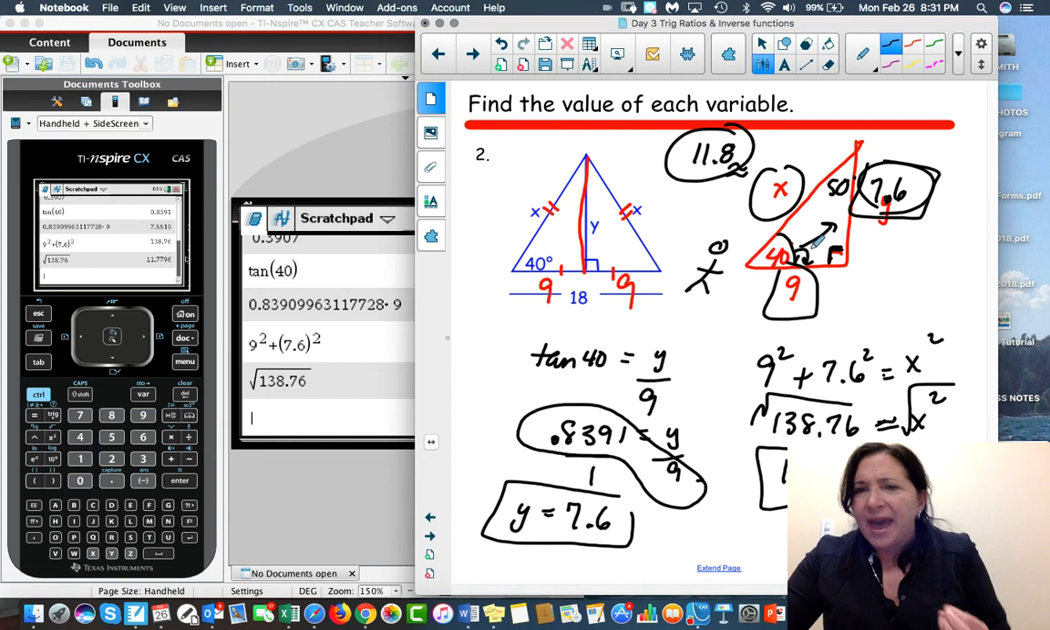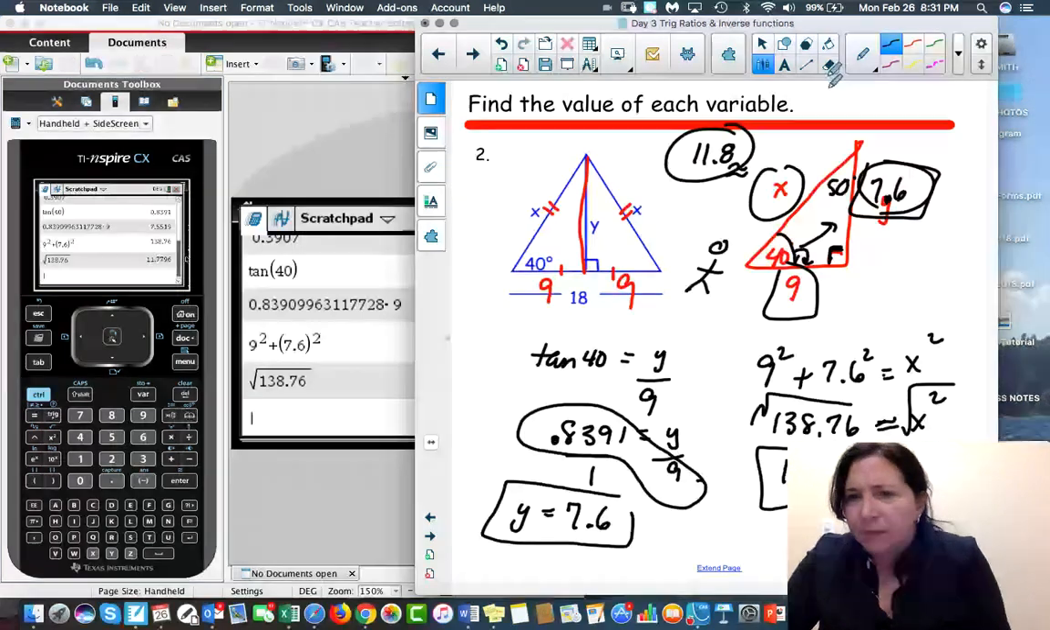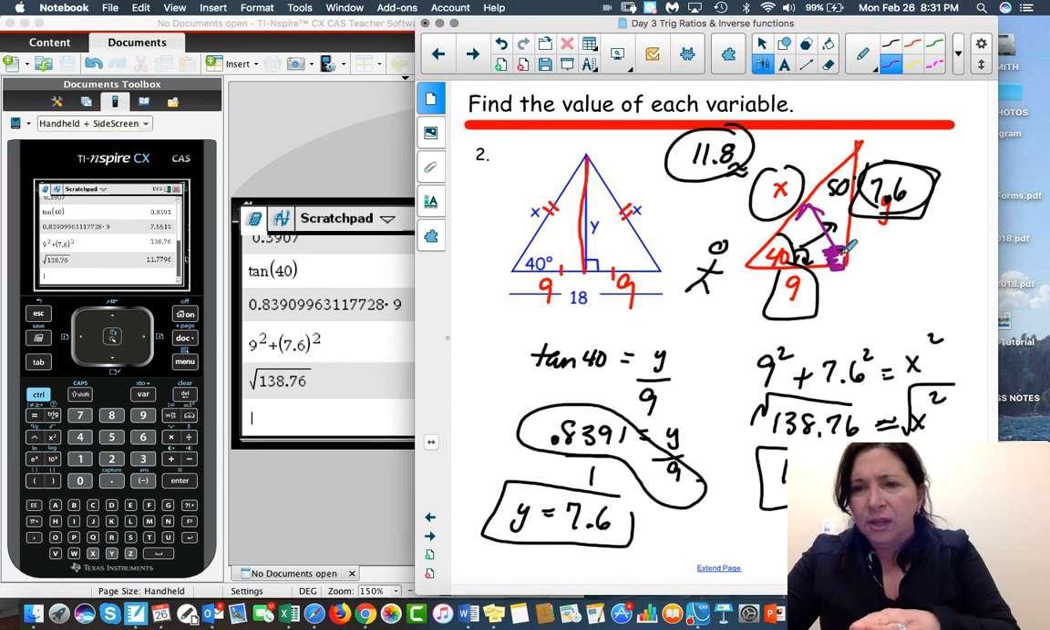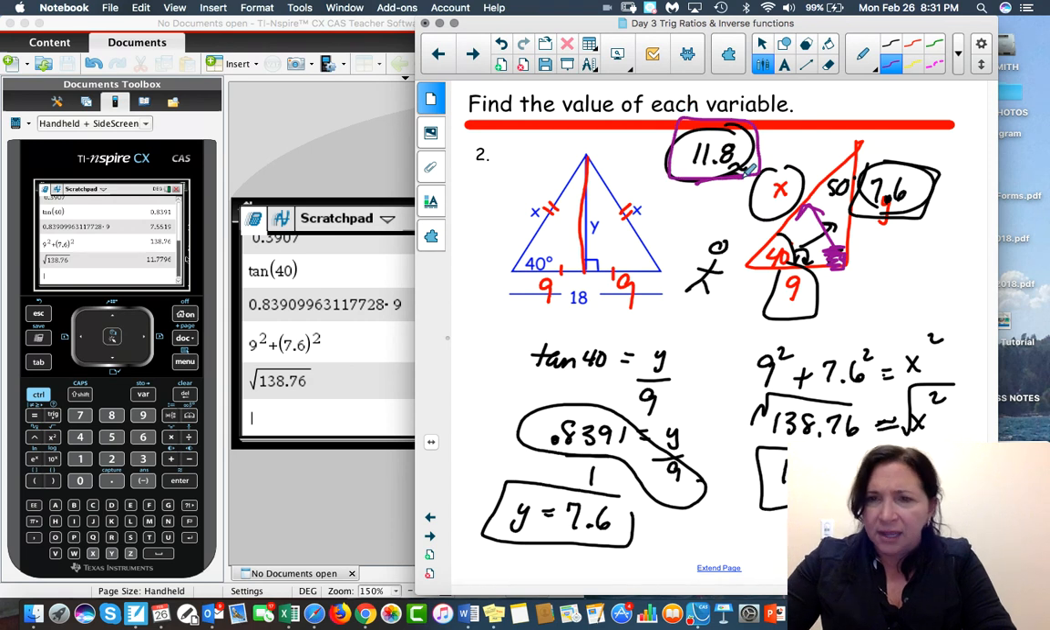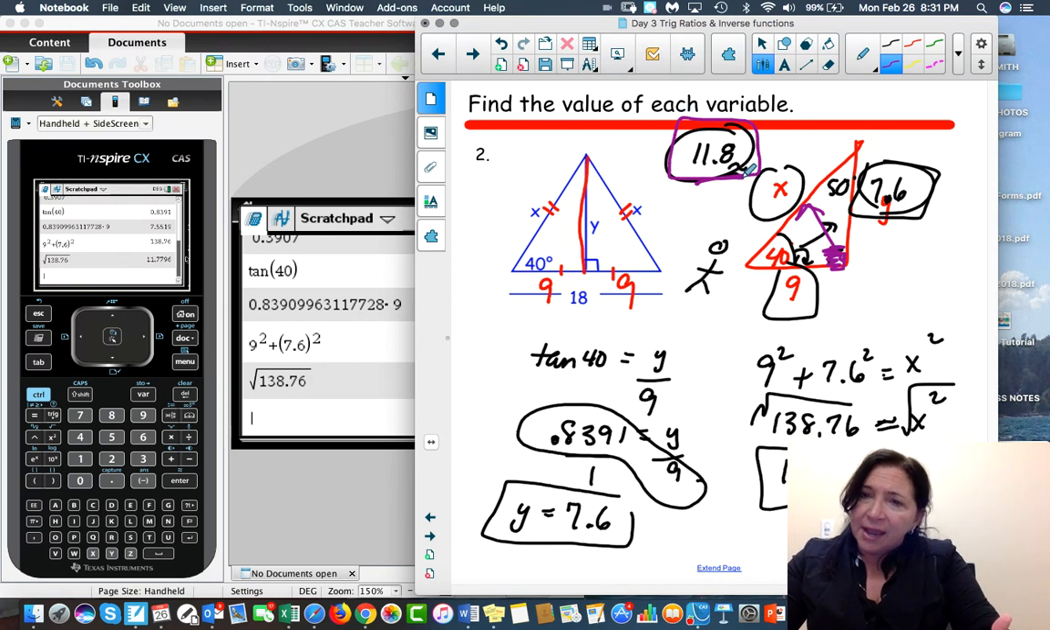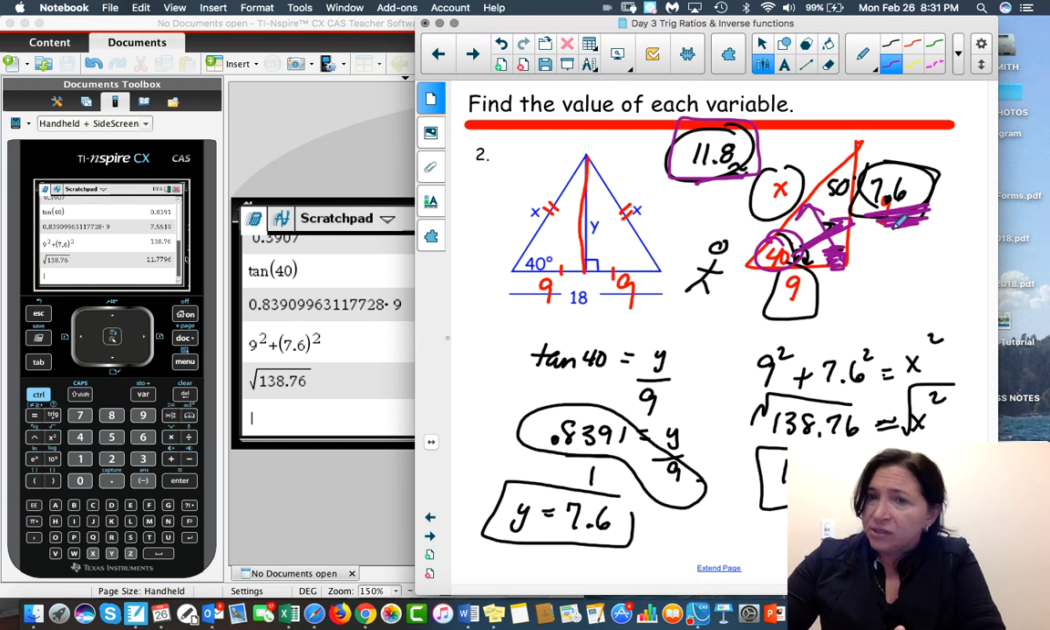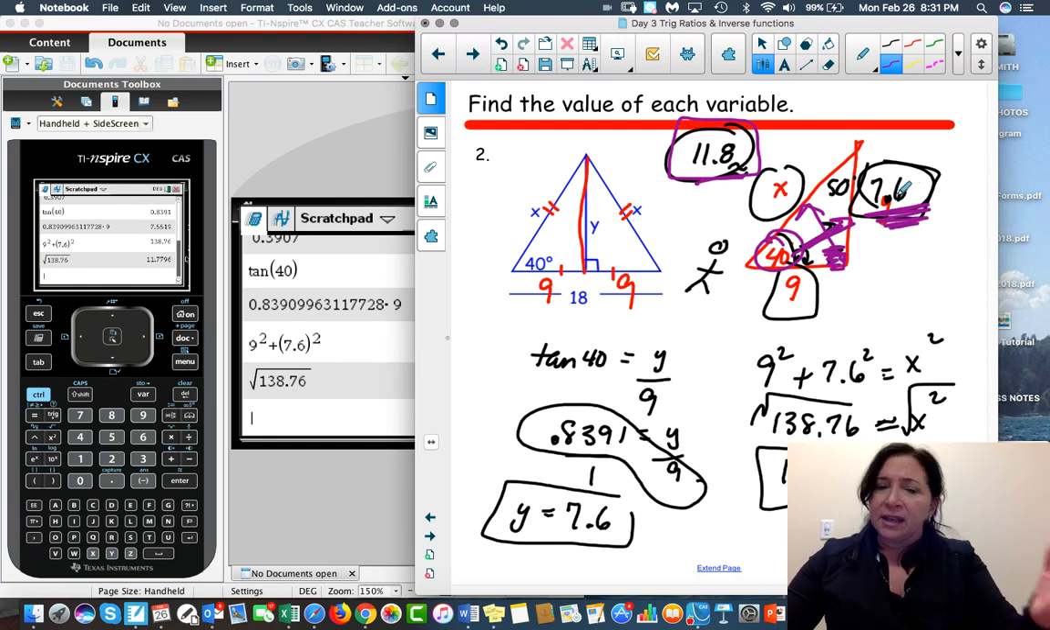Is that the biggest side? Remember, the biggest side has to be opposite the biggest angle, and the biggest angle is my right angle. So therefore, this has to be the largest side. And my smallest angle is 40 degrees, which means 7.6 is my smallest side, because my smallest side is opposite the smallest angle.